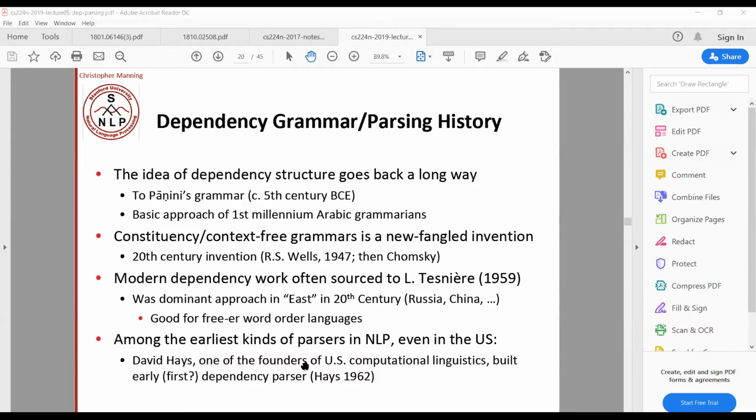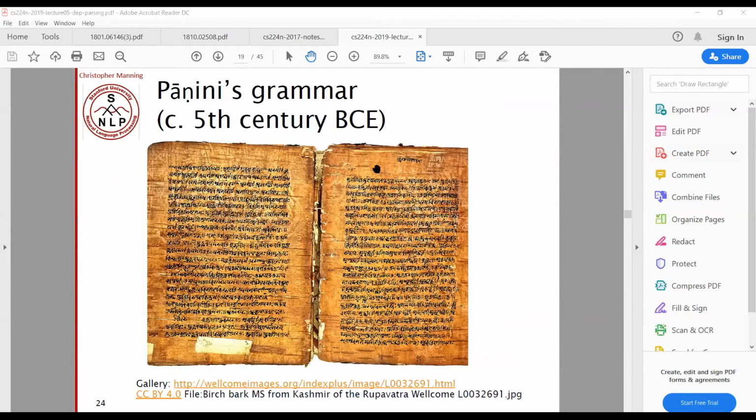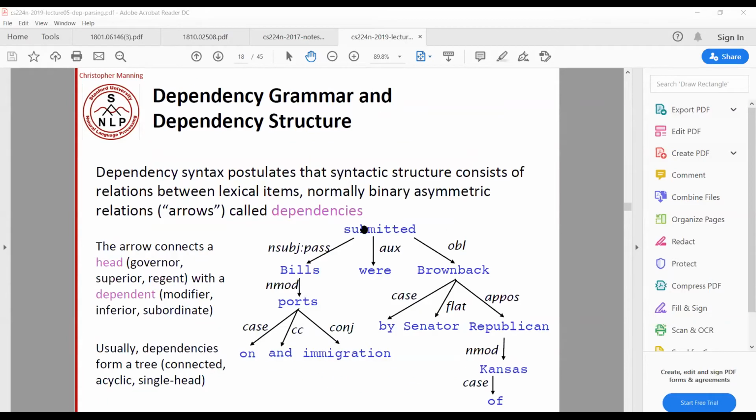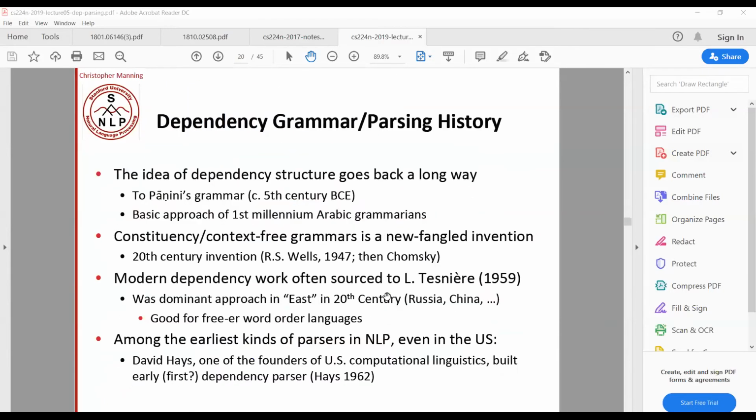Earliest kinds of parsers. So the idea of a dependency parser is an automatic program that can take a sentence apart and make a graphical structure like this. So that's what we should keep in our mind. What is a dependency structure? And a dependency parser is code that can take as an input a sentence and then produce as an output a graphical structure like this. So that's what I'm keeping in mind.